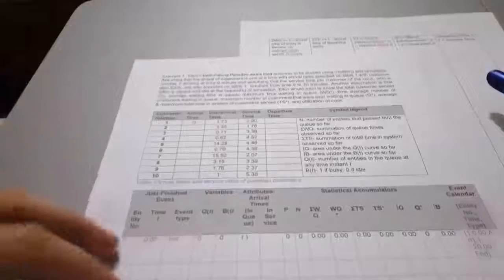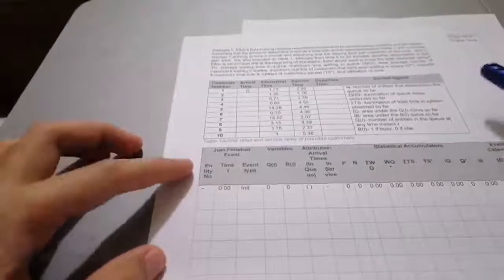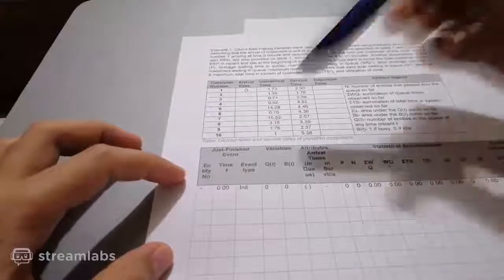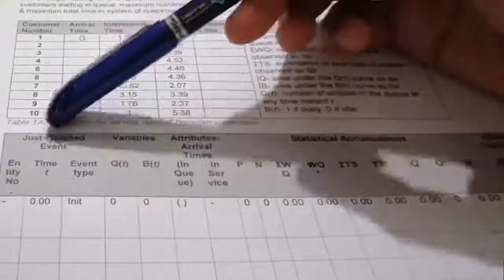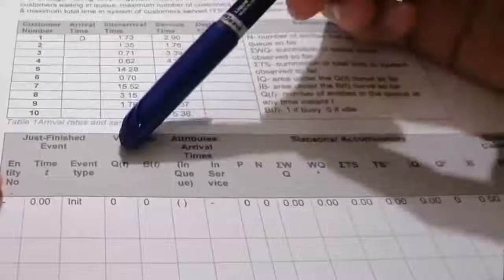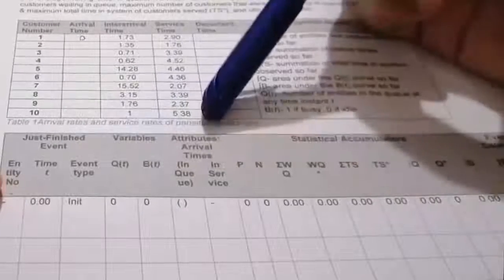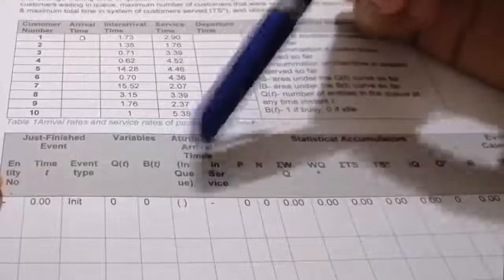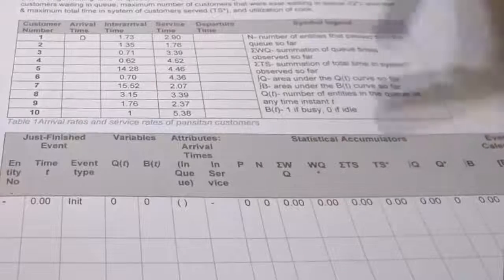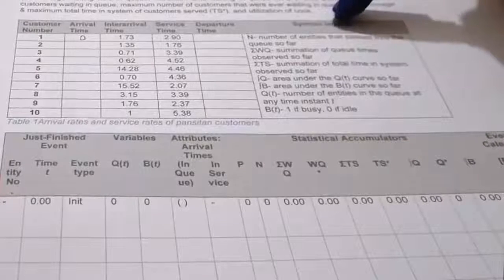And going through the simulation matrix, let's just explain the fields in this table. So the first major field is the just finished event, where it contains entity number, time t, or the current time or the simulation time, event type. We have variables for the QT and BT, which are related to the attributes of arrival times in queue, in service. And we have the statistical accumulators that were symbolized above here. So yan siya.